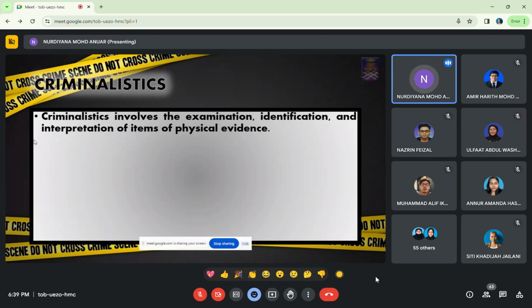Okay, criminalistics involve the examination, identifications and interpretations of items of physical evidence. So forensic science adalah dia punya macam bayangkan payung, bawah dia tu ada anak-anak dia. Salah satu adalah criminalistic. In mana we use all the technology, all the knowledge in terms of chemistry, physics, biology, statistics to examine the evidence and use that for the criminal investigations.